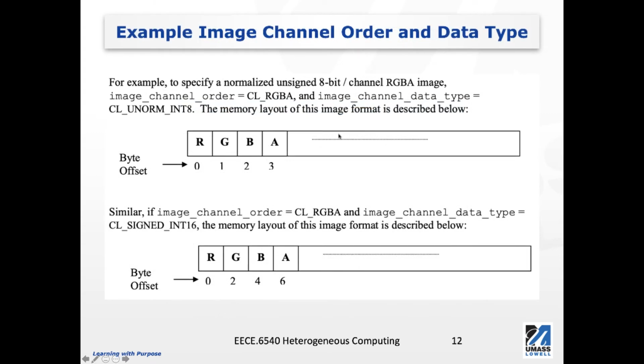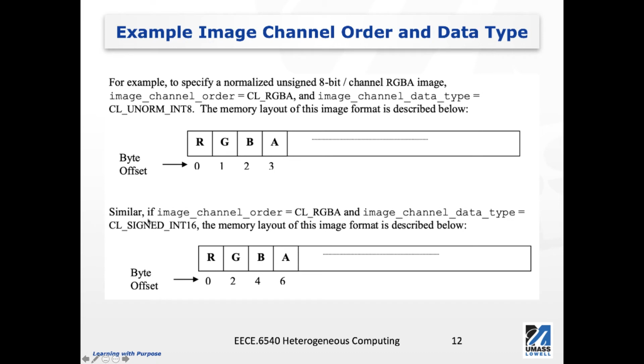The memory layout of this image format will be as follows. For each pixel you have this RGBA in this sequence, and for each color channel we just use 1 byte to encode that color information.